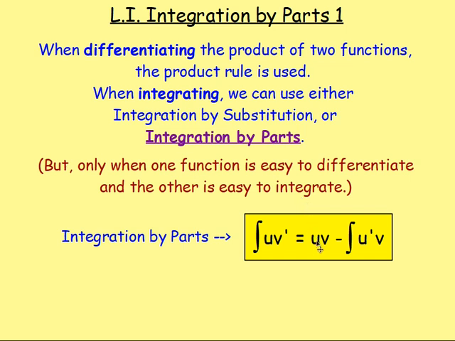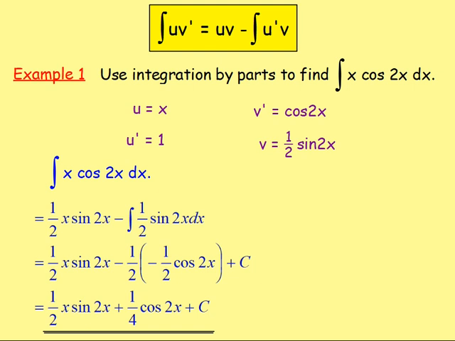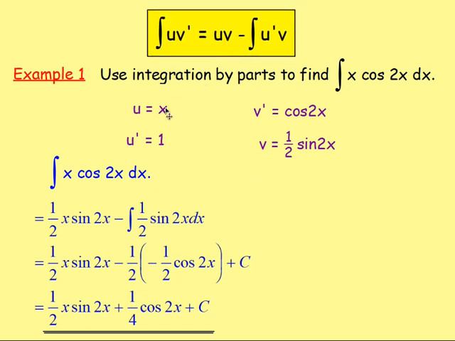Start with u and you'll get u dash. Find one that's easy to integrate, so start with v dash and integrate that to get v, and then you will use this formula here. So with this example, x times cos 2x, x is dead easy to differentiate, gives you 1. Cos 2x is easy to integrate, so that will give you a half sine 2x. After that, you will apply this formula, so it's u times v minus the integral of u dash times v.